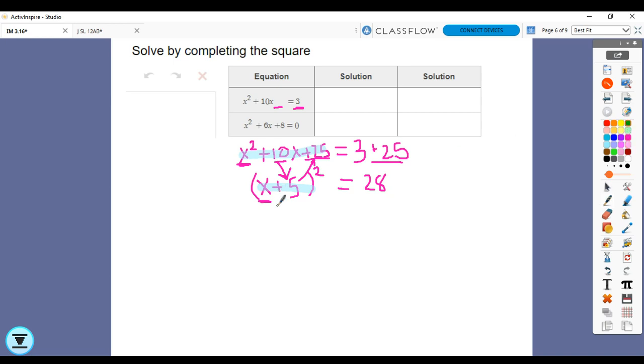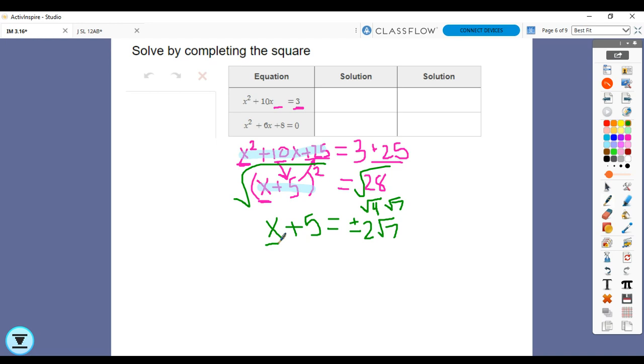All right, so the first thing we have to counteract is our square. So we're going to take the square root of both sides. The square root undoes the square, so I'm left with x plus 5 on this side, plus or minus. I have to break down 28. The perfect square that goes into 28 is 4, and the square root of 7. The square root of 4 is 2. Square root of 7.